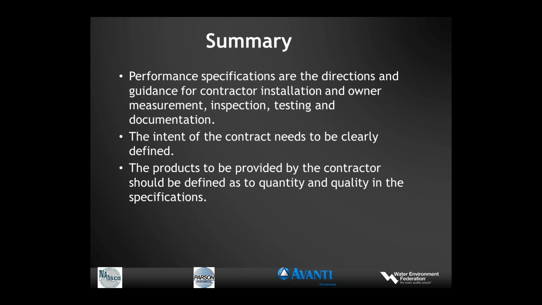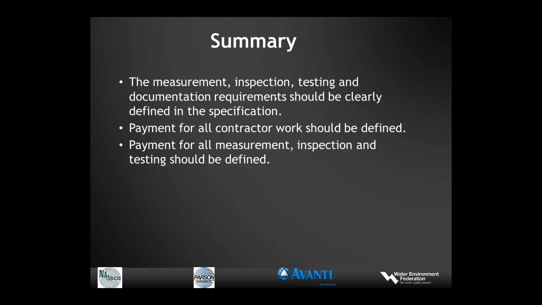The intent of the contract needs to be clearly defined, and the products to be provided by the contractor should be defined as to quantity and quality. Now, how these products go in the ground, how they're installed, that's up to the contractor as defined in the performance work statement. But the quantity and the quality should be specified. Measurement, inspection, testing, and documentation requirements should be clearly defined, as well as all payment provisions to include measurement, inspection, and testing.